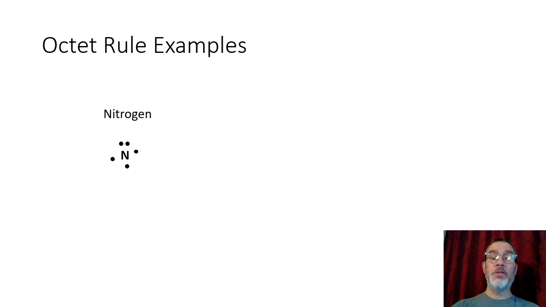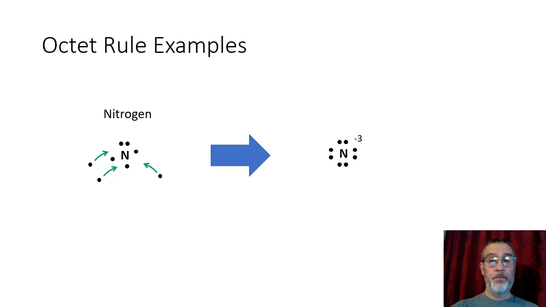Let's take a look at nitrogen. Nitrogen is in group 15, so it has 5 valence electrons, which I've drawn as 2, 1, 1, and 1. In order for it to fill its octet, in order for it to fill its outer shell, it's going to have to add 3 electrons from somewhere. So if nitrogen were to have 3 more electrons, that would give it a full outer shell and it would have a charge of -3. So nitrogen adding 3 electrons gets a charge of -3.